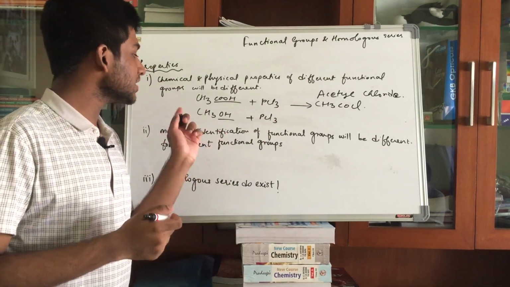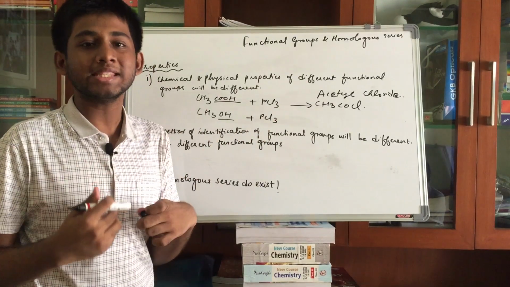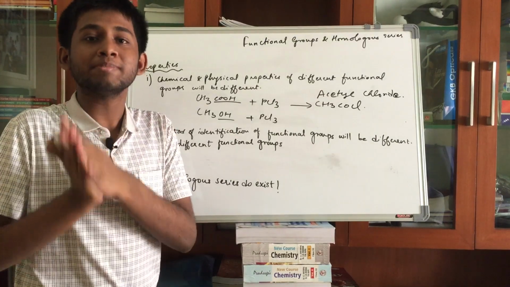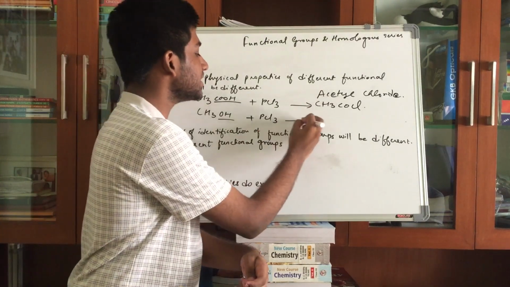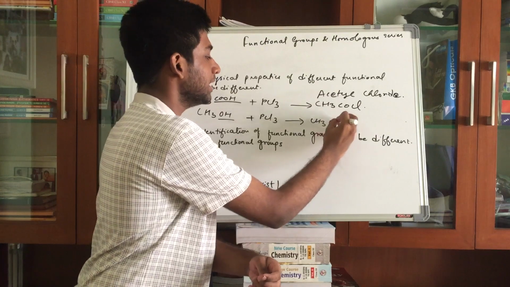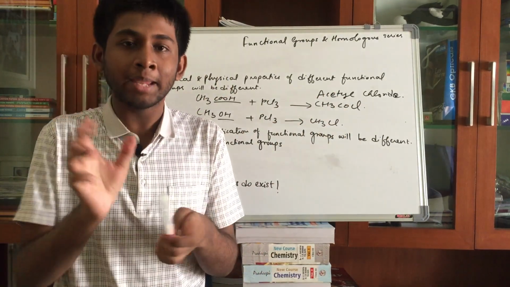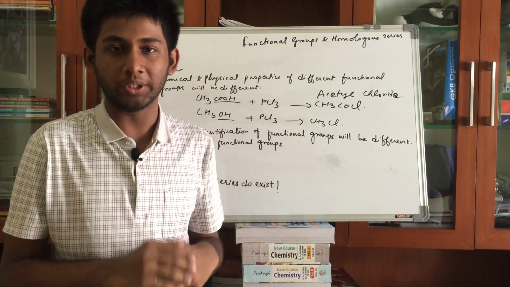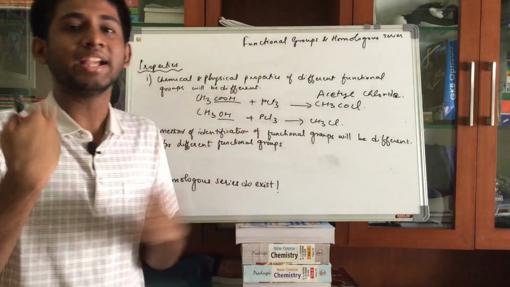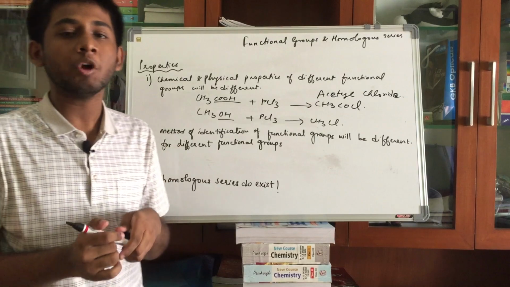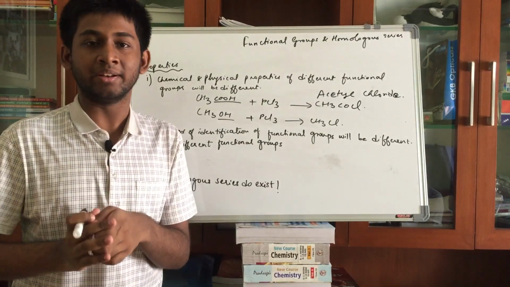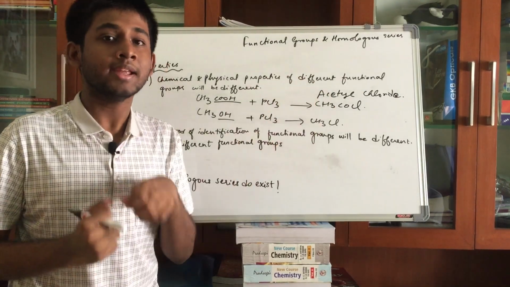Now the second reaction says CH3OH plus PCl3 will actually give you CH3Cl. CH3Cl is the usual methyl chloride, and the name is nothing but a general name for the compound. This is how we come to know that the chemical properties of different functional groups will be different, because the major products are different.